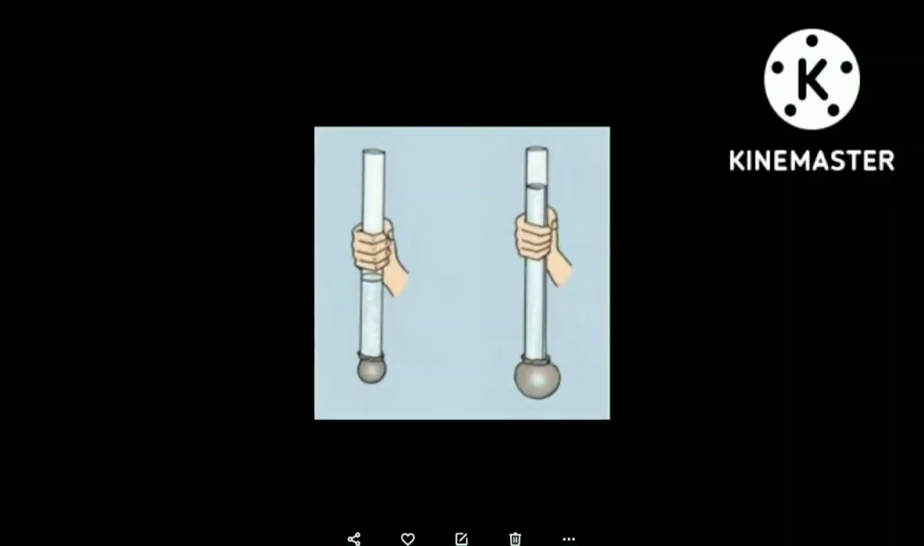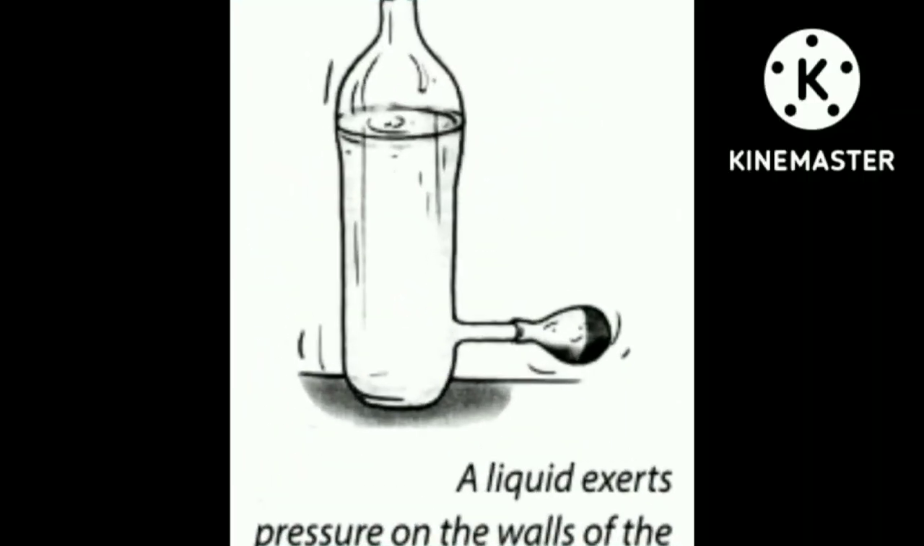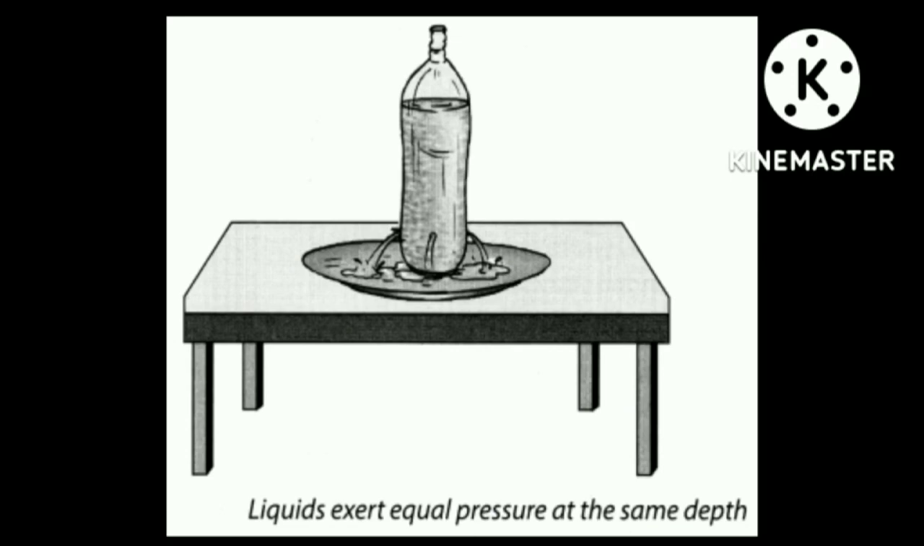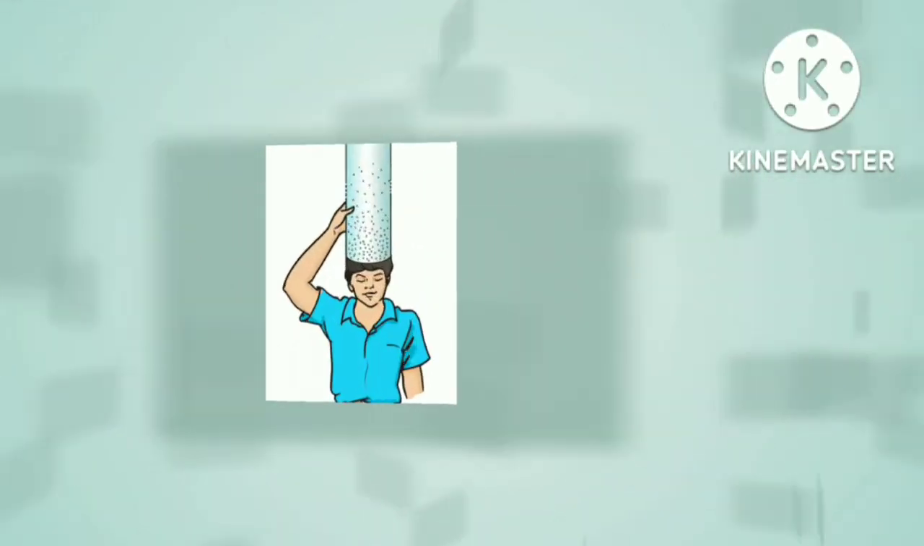Pressure exerted by water at the bottom of a container depends on the height of its column. When a water pipe leaks, you can see the water coming out in all directions. This is because the water exerts pressure on the walls of the pipe. Similarly, when a balloon has holes, the air escapes in all directions. So this shows that liquids and gases exert pressure on the walls of the container. On observing this image, we can say that a liquid exerts equal pressure at the same depth.